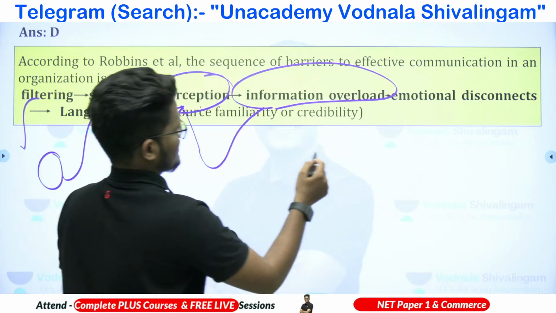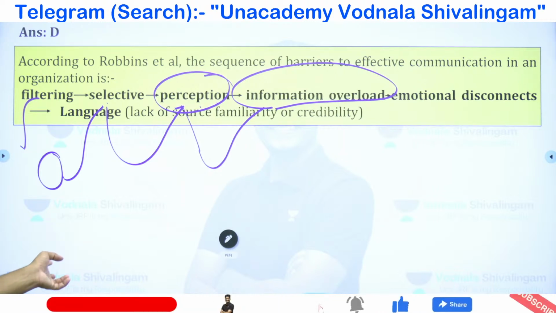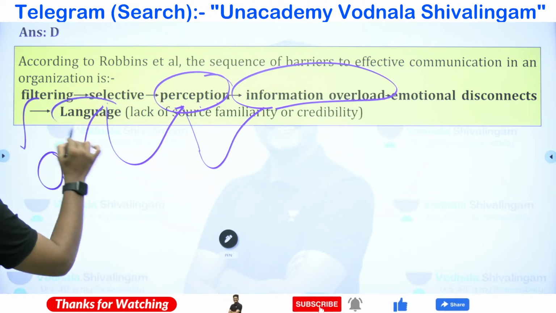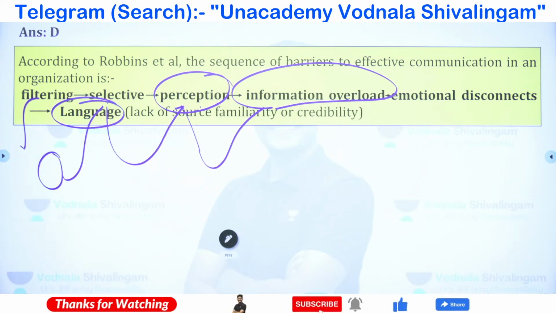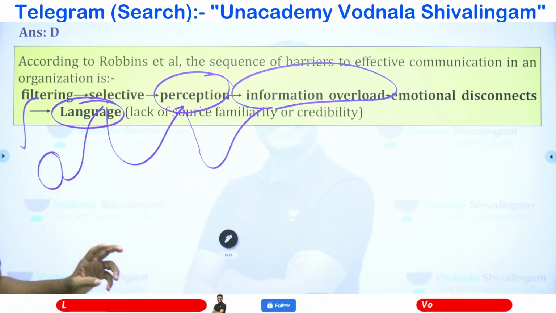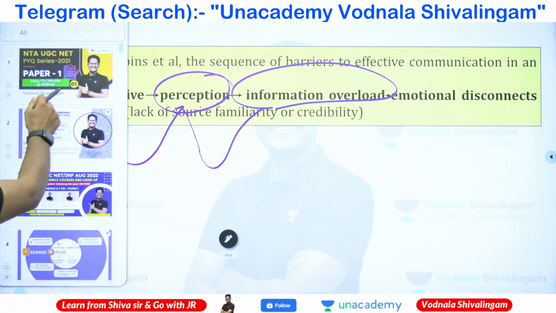And emotional disconnect: after having the information, if you are not able to digest it, it will be an emotional disconnect, and later leading into language, lack of understanding of the language. Actually here one is not linked to the other in a proper way as per Robbins, but these are the barriers as per him. These are the sequence of the barriers as per him.